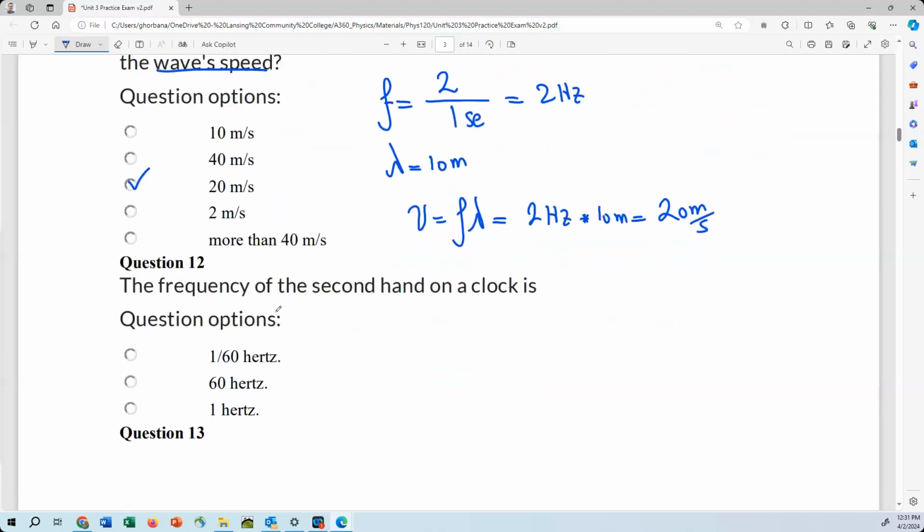So question number 12. The frequency of the second hand on the clock. Okay, second hand, it means the one that is showing the second. Good. So how many seconds will it take to complete one cycle? 60 seconds. Okay, 60 seconds to complete one cycle. So we know that the frequency is the number of vibrations, one cycle, over the time period. One cycle over 60 seconds. So what is the right answer here? The frequency is 1 over 60 hertz. Good.